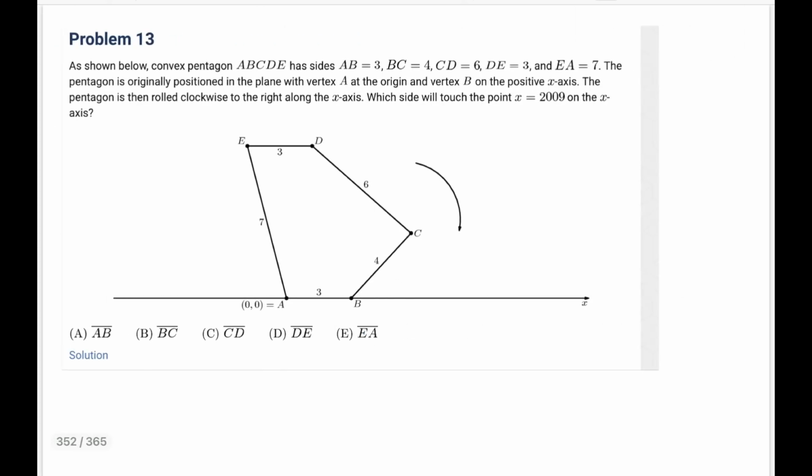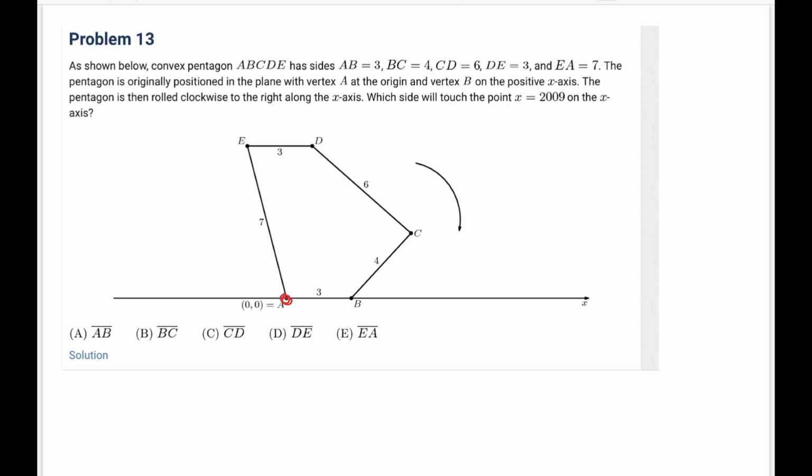Number 13, as shown below, convex pentagon ABCDE has sides AB is 3, BC is 4, CD is 6, DE is 3, and EA is 7. The pentagon is positioned like this, with vertex A at the origin and B on the positive x-axis. So it's going to be rolling this way along the x-axis. Which side will touch the point x equals 2009 on the x-axis?